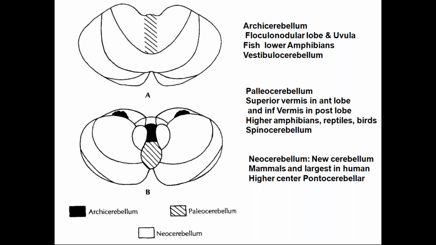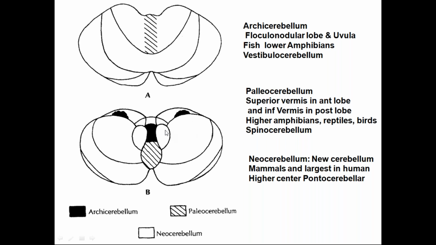Then came the paleocerebellum with higher amphibians, reptiles, and birds. What happens? This is present in the superior part of the vermis and the rest of the vermis, and the part of the anterior lobe also. It is all called the spinocerebellum.